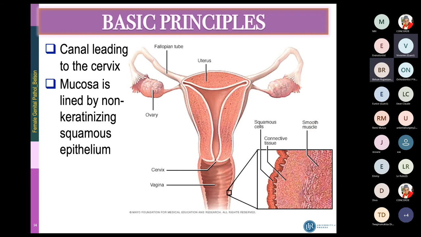So, this smooth muscle can develop a smooth muscle tumor, leiomyoma or leiomyosarcoma. This squamous epithelium can develop papilloma, which is a benign tumor, condyloma, and also cancer, squamous cell carcinoma.